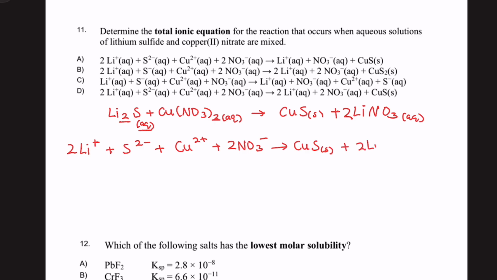and I'm going to break up the lithium nitrate. And I'm not going to forget about the 2 coefficient in front of that, so I'm going to add it in front of both. So now all we have to do is check which one of the options matches. So it's not going to be C. Sulfide is S2 minus. So it's not going to be B. And we need to have the 2 where the lithium is. So this is going to be option D.